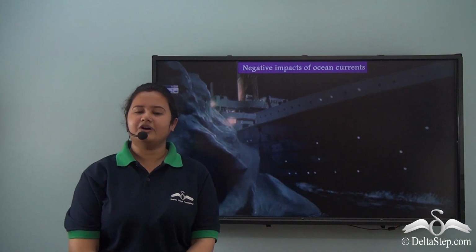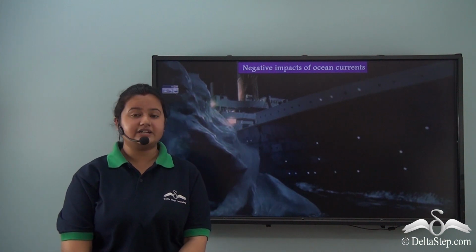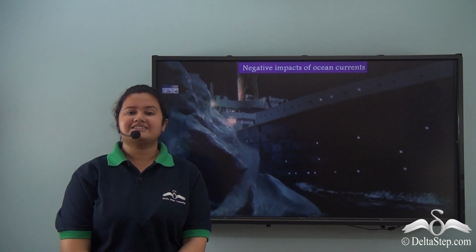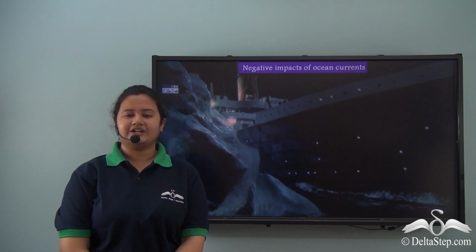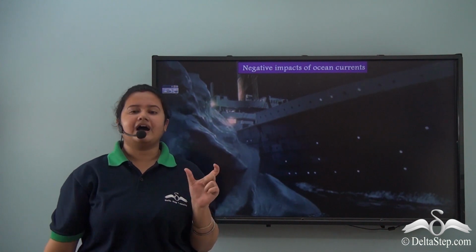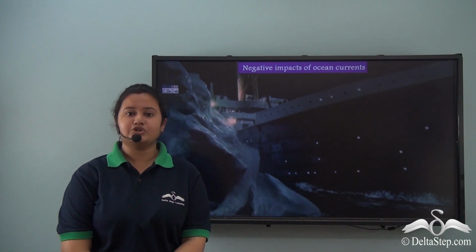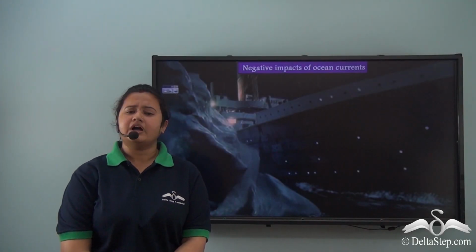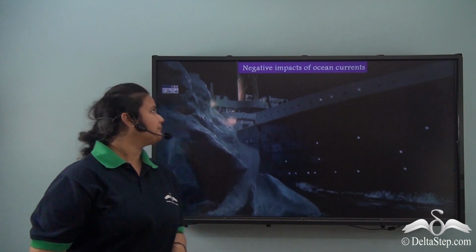Most of us know about Titanic. Do you know how did Titanic sink? Well, Titanic, the luxurious ship, sank into the North Atlantic Ocean after hitting an iceberg. The iceberg was not visible to the sailors because it was obscured by heavy fog. Now, what causes fog?